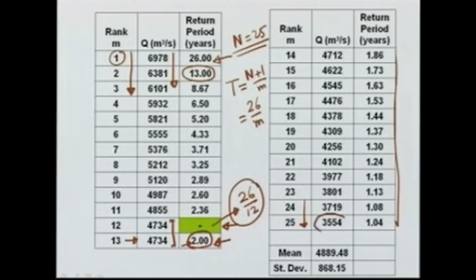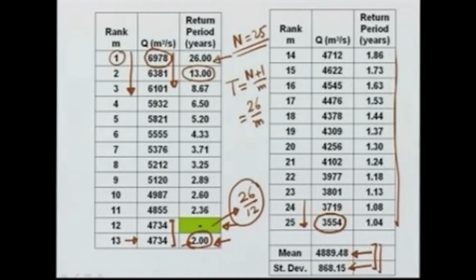This is the minimum annual maximum flood which has been observed, and this is the maximum. You can see it goes from about 3500 to 7000. The mean of these flows is 4889 and the standard deviation. We will be using these two in the probability distributions later on.